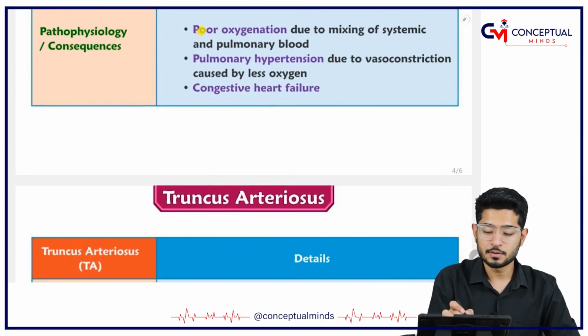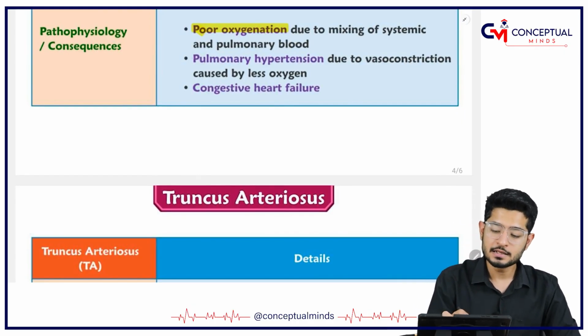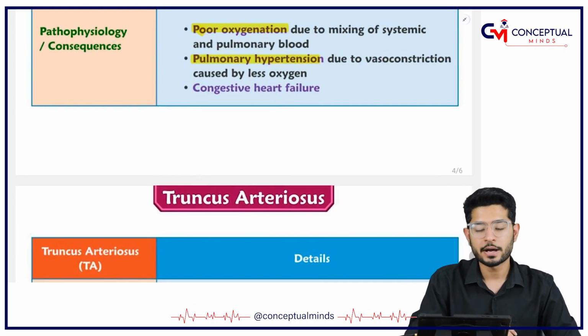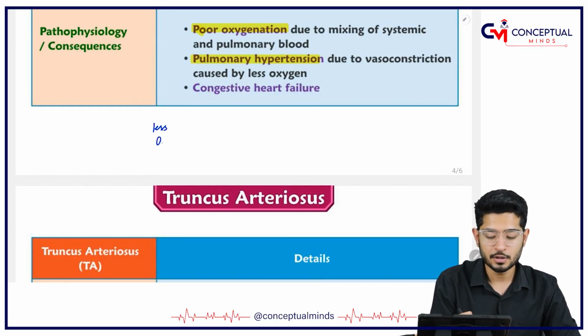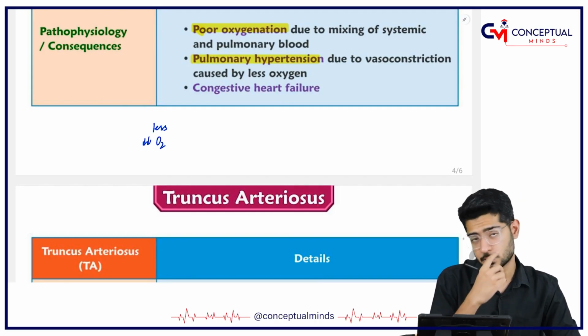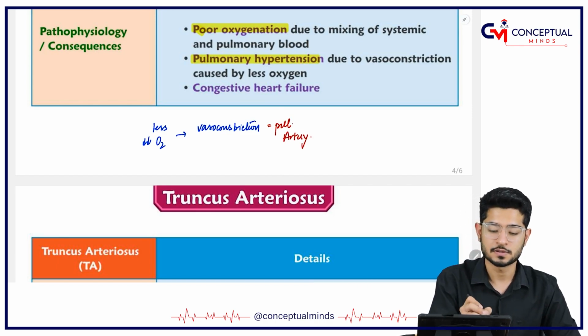Of course, there is going to be poor oxygenation due to mixing of systemic and pulmonary blood. There is going to be pulmonary hypertension. Why? See, because there is less oxygen, and this you have to understand as a dictum: if there is less oxygen, it is responsible for causing vasoconstriction, and this vasoconstriction is especially going to occur in the pulmonary artery. So the pulmonary artery is going to show you vasoconstriction.